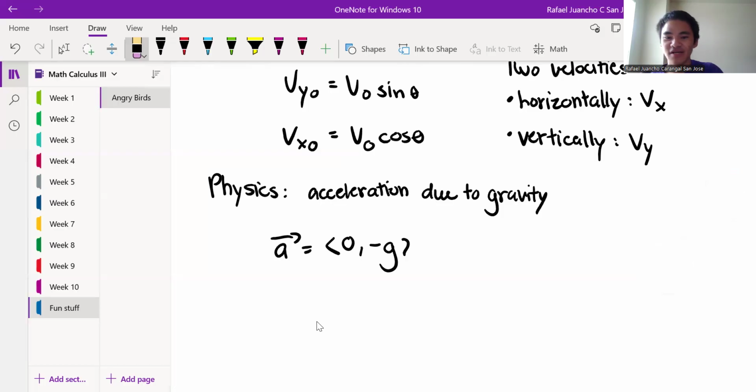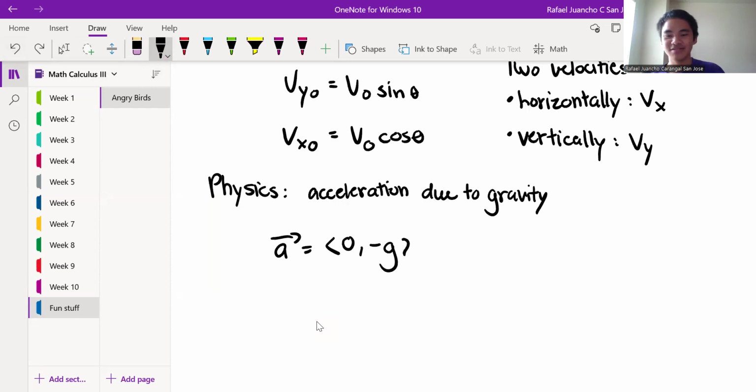Why is it 2D? Because we're looking at this from a 2D perspective, and because the game is 2D. I haven't played Angry Birds for a while, but I know the game is 2D, right? Last time I played was when I was a kid, like 2013 or something. I don't know.